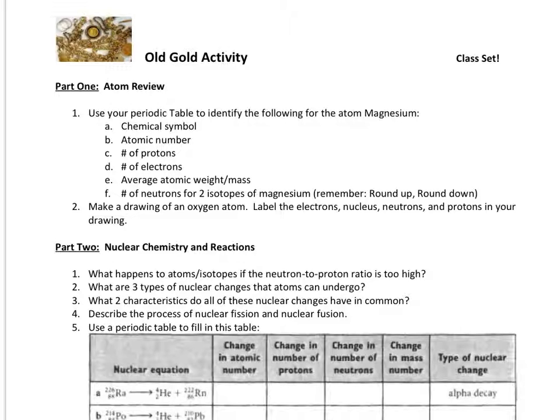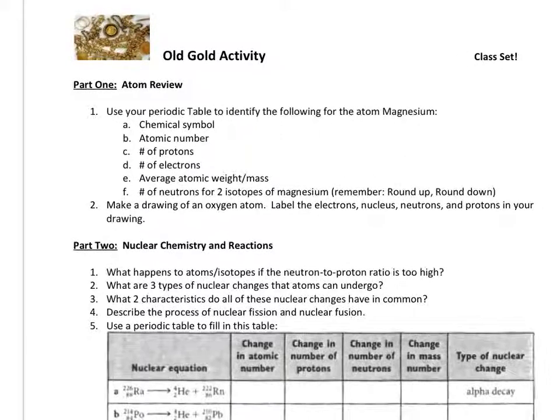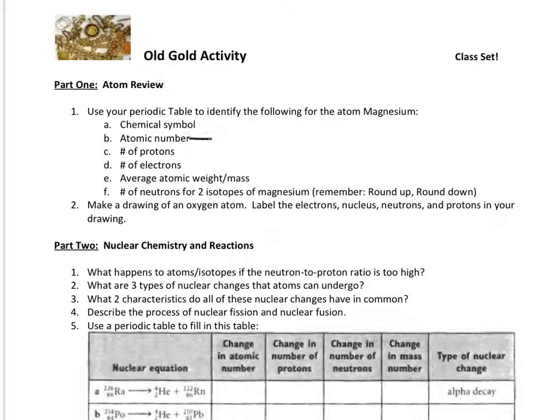So this activity is going to give you practice using your periodic table and representing these different types of nuclear reactions with specific equations. In part one, it's an atom review, knowing how to find on your periodic table the chemical symbol and the atomic number, which is the top number in the box.